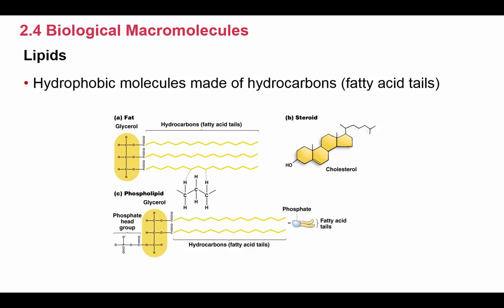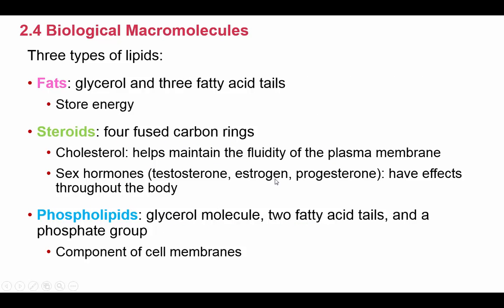The third type of macromolecule is a lipid. A couple things to know about lipids is that first off, they are hydrophobic. Remember, hydrophobic means it will not dissolve in water. It's water-fearing, and it's made of hydrocarbons. If you look at some examples here like fat, phospholipids, steroids, all of these are made of carbon bound to hydrogen with fatty acid tails. Now, there's three types of lipids that we see. First being fats. Fats are made of glycerol and 3 fatty acids. Fats are important because they store energy. Remember, carbohydrates were your immediate energy. Fats are your long-term energy storage.